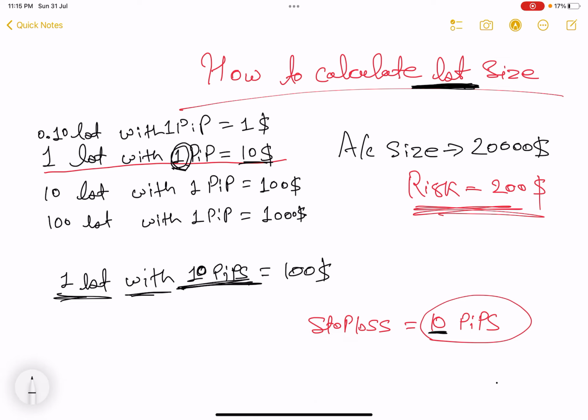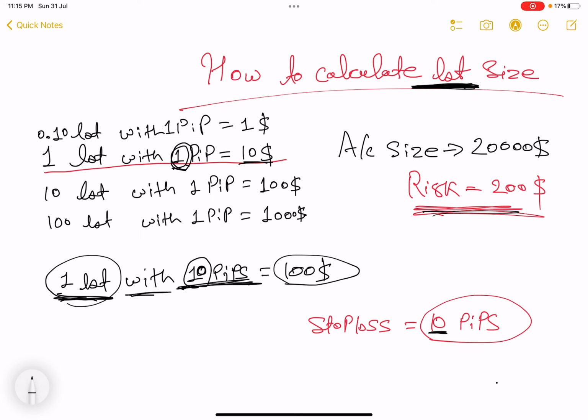So I understood. Okay, if my lot size is 1 here, and if my stop loss is 10 pips, so I will lose $100 if it hits my stop loss. अगर मेरा stop loss hit करता है तो मेरा loss कितना होगा? सिर्फ $100 का. But I want to lose $200.